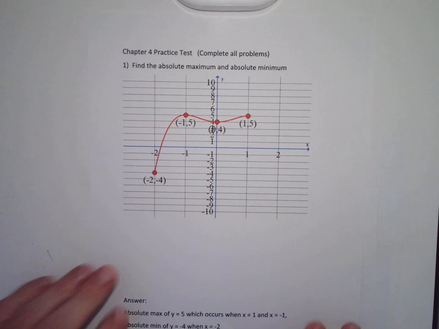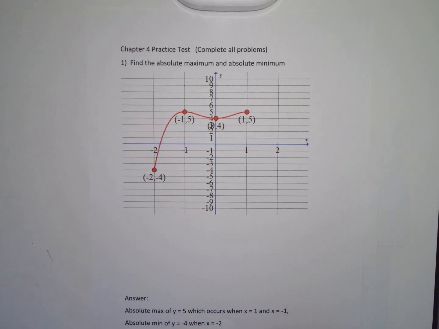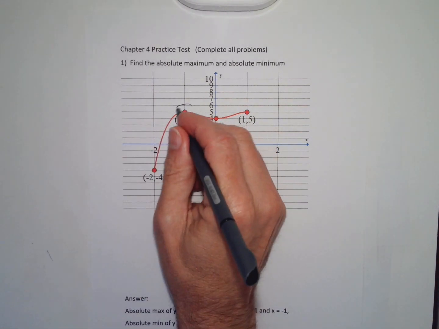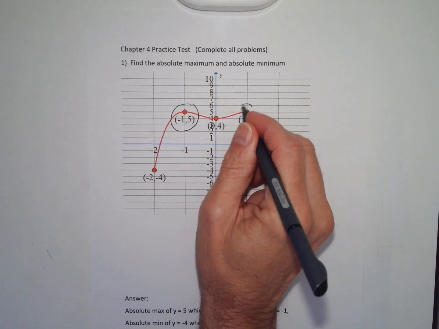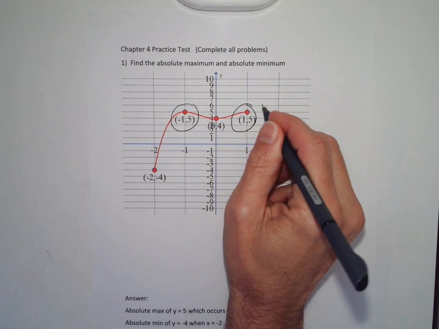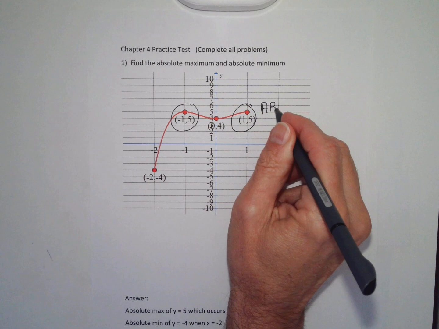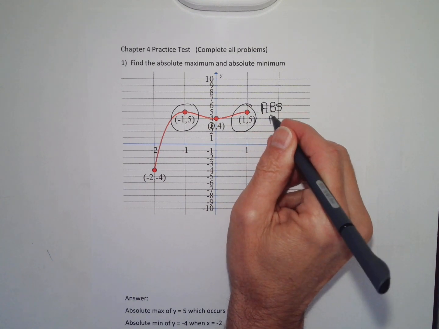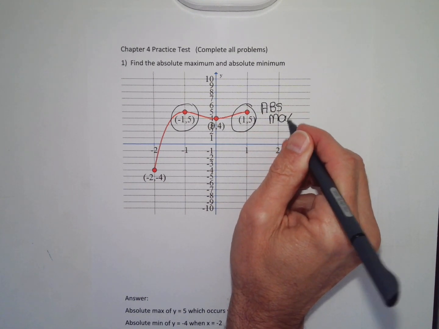So problem 1, there's no algebra to do. It gives me a picture of a graph on a continuous closed interval. It asks me to find the absolute maximum and absolute minimum. Because there's no algebra to do, we probably should write the answer nicely. So the 2 points that I circled are higher than any of the other points. These are considered the absolute maximum points.